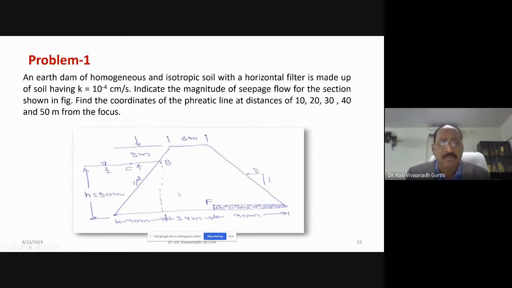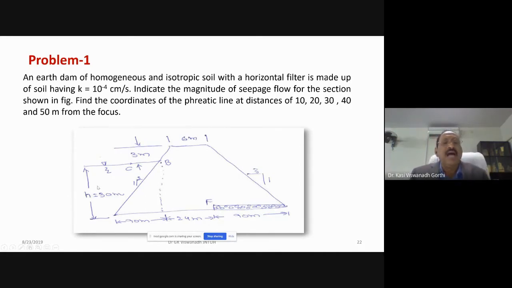So having understood the problem, let us look at the section which is given. A dam section with the top width 6 meters. The downstream slope is 3 horizontal to 1 vertical. Similarly, the upstream slope is 3 horizontal to 1 vertical. This is the data which is given. Also, this earth dam section is provided with a horizontal drainage filter having length of 90 meters.